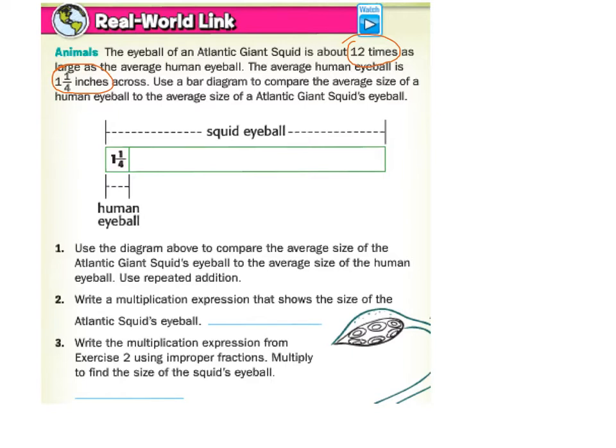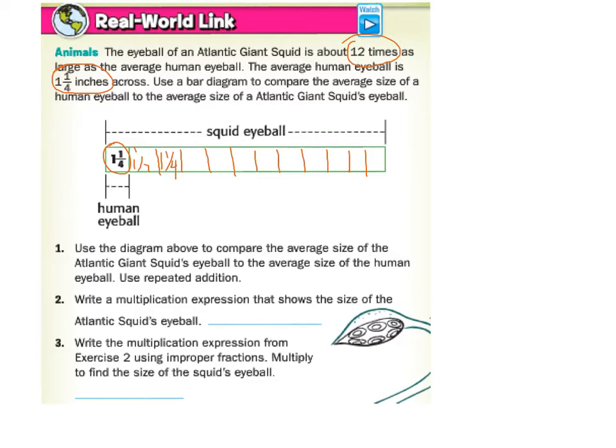We're using repeated addition. The human eyeball is 1 1/4, whereas a squid's eyeball is 12 times larger. So we need to divide this into 12 equal sections. So this is 1, 2, 3, 4, 5, 6, 7, 8, 9, 10, 11, 12 sections, of which each are 1 1/4. That's kind of hard for me to write in there, it's so tiny.